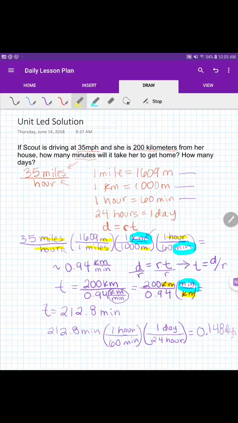So again, we've got minutes canceling with minutes, hours canceling with hours, and we're left with days. And that makes sense if you look at it and think, okay, well, 212.8 minutes, that's definitely not an entire day.